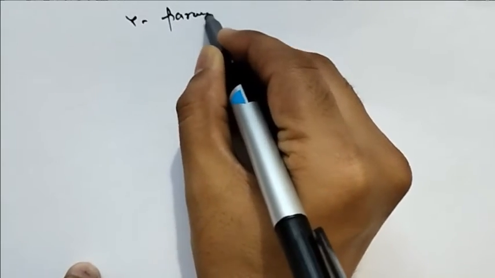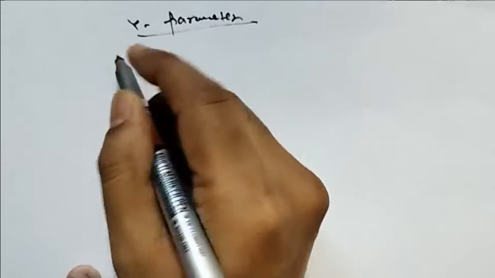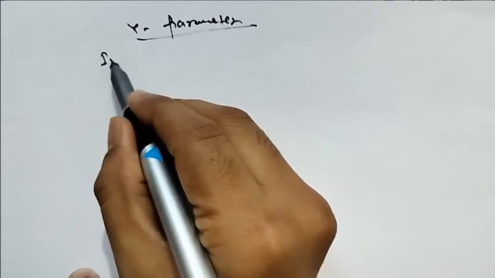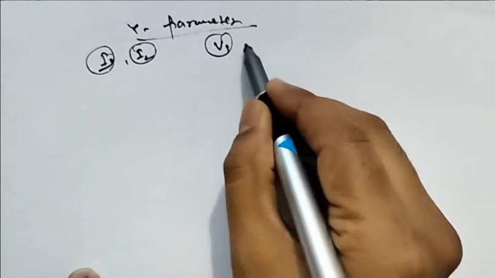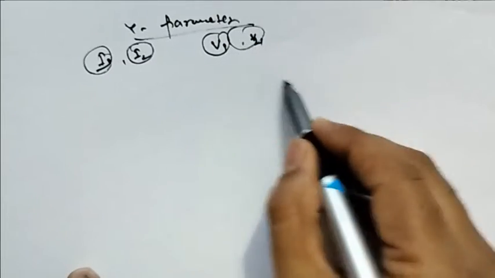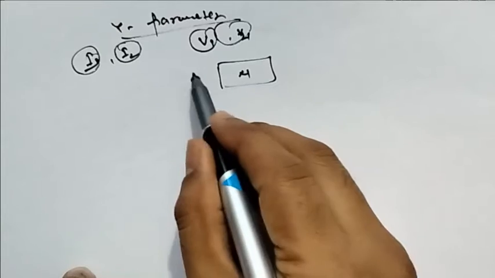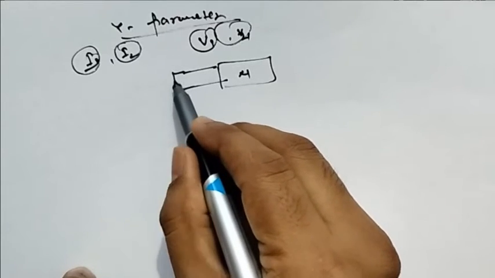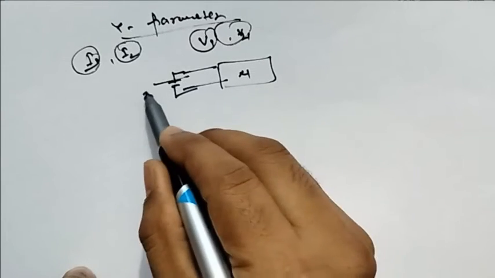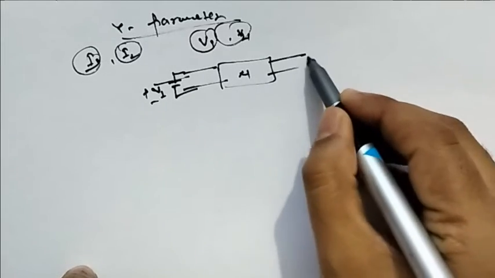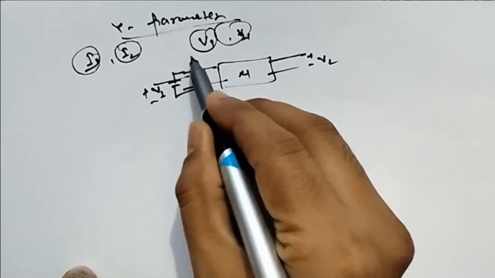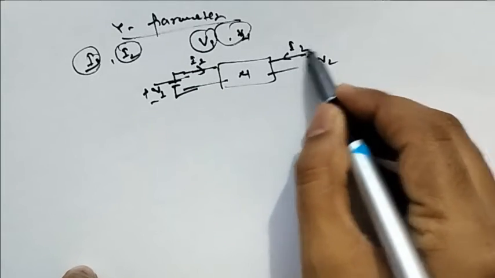We are going to start the y parameter. In the y parameter, the independent variables are I1 and I2 and the dependent ones are V1 and V2. Now suppose this is a network, and we supply plus minus V1 here and plus minus V2 here, and we are going to calculate I1 and I2.